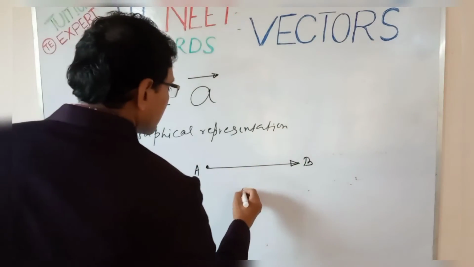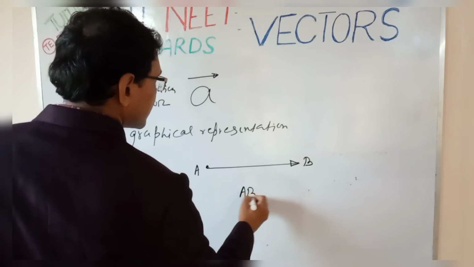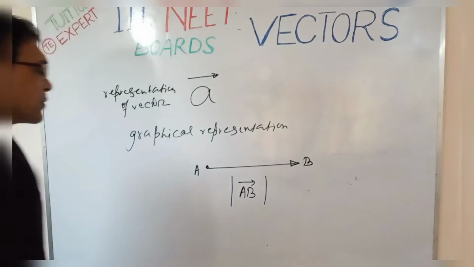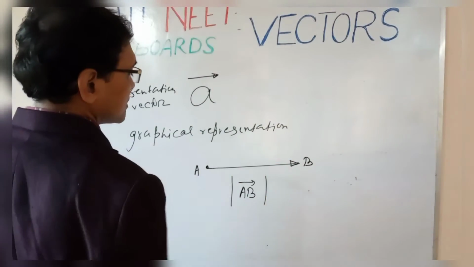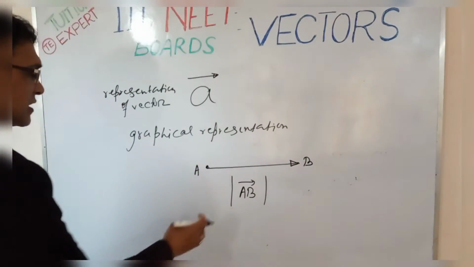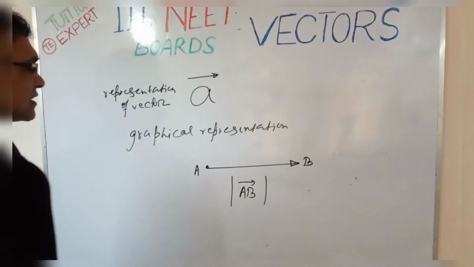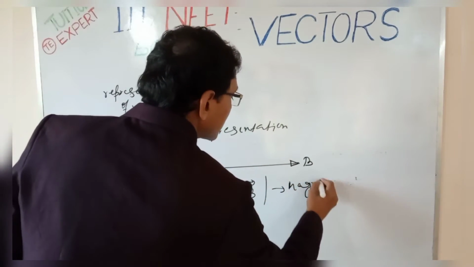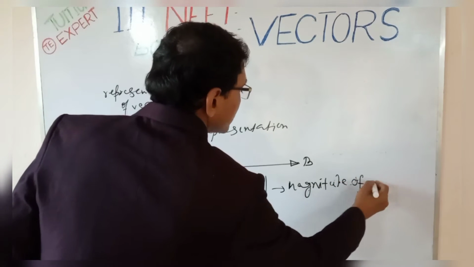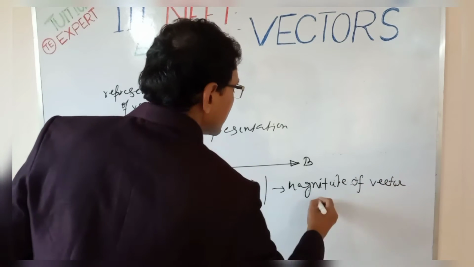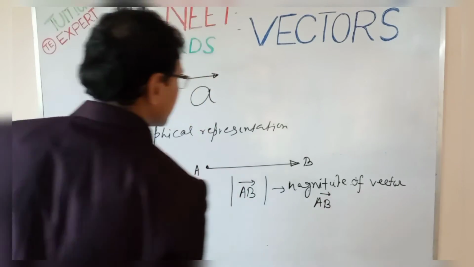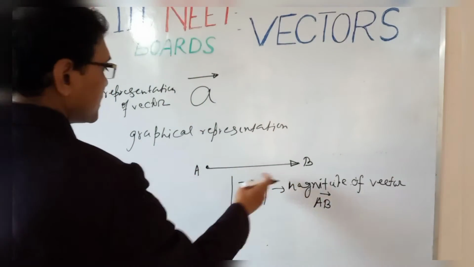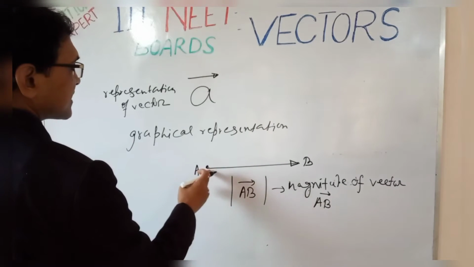In the graphical representation, the length of the line segment is the magnitude of the vector. The magnitude of the vector is the length of the line segment, and it is denoted by two vertical lines. So this is the magnitude of vector AB, and we need a direction. Here the direction is A to B.